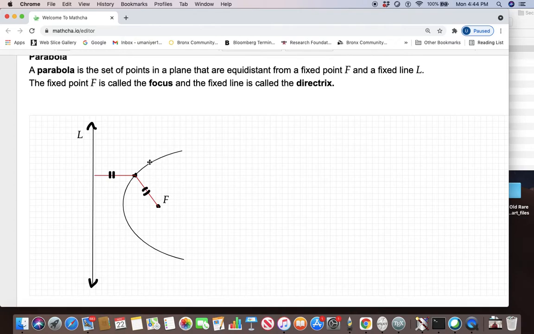Likewise, it turns out you will come across a curve. This point has the same distance here as it has from the line L. So what you get is a curve. That curve is called a parabola. The fixed point F is called the focus and the fixed line L is called the directrix.